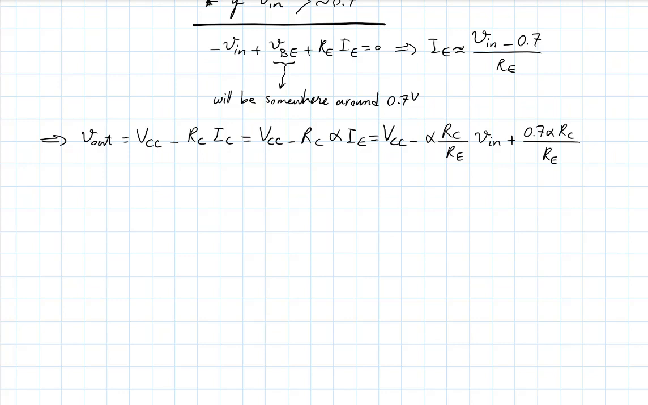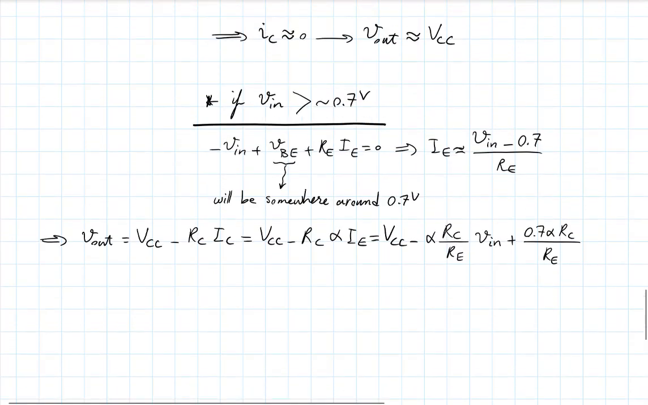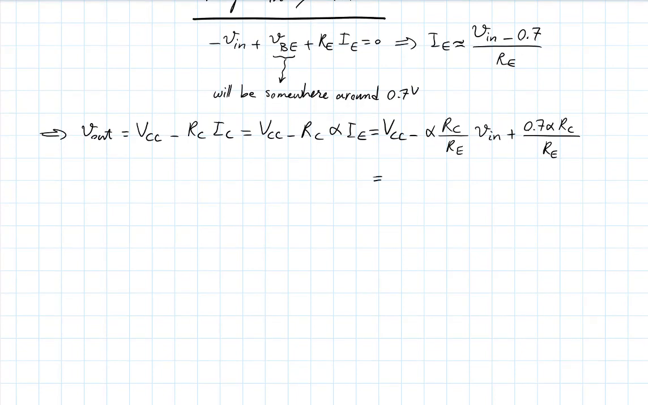Everything is constant except a linear dependence on Vin. Maybe it's better to bring the constants all next to each other. You can lump them like this. This is your Vout. So a linear function of Vin, decreasing function of Vin.